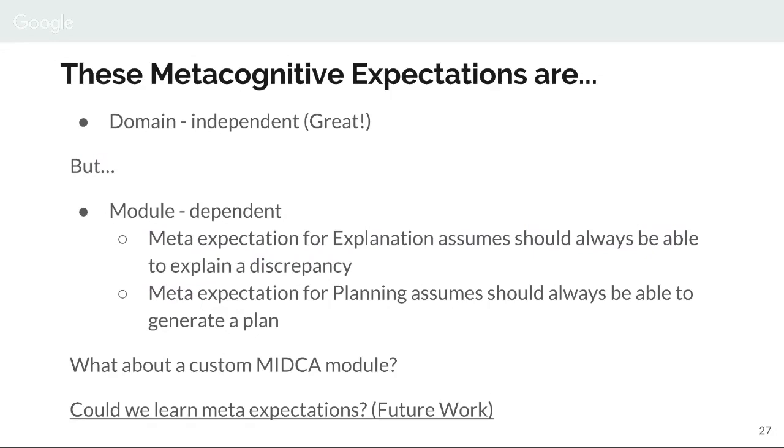And so what I think is a really interesting area for future work is, could we learn meta expectations? This goes back to that vision in the future where someone who designs a cognitive agent might add their own modules, right? So James, in his previous talk, added some rebellion modules. How could we have meta expectations for custom modules? Is that even possible? What would that look like? Perhaps we could learn them.